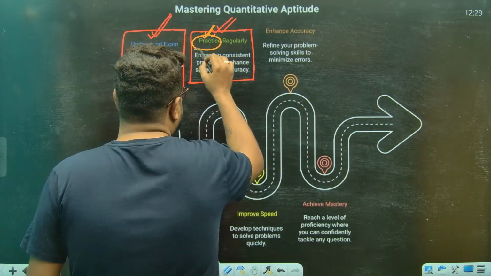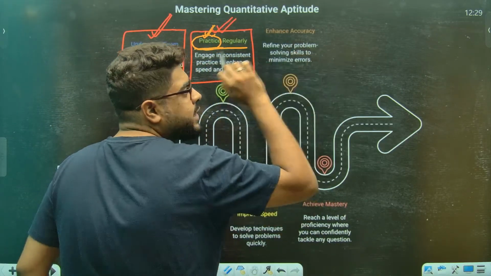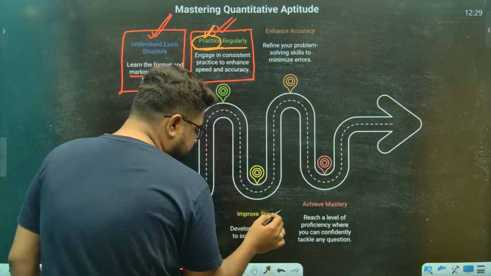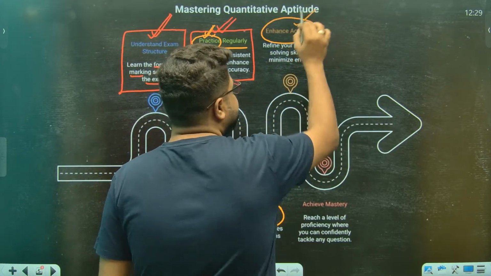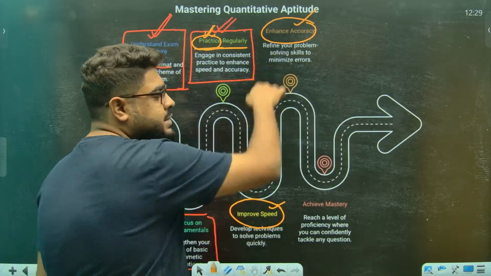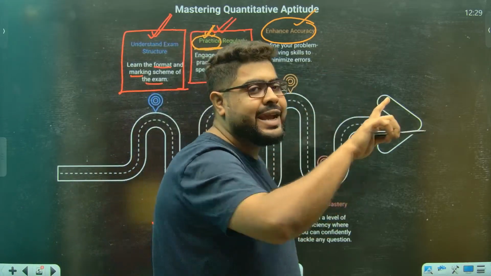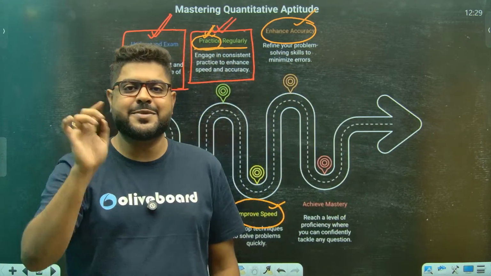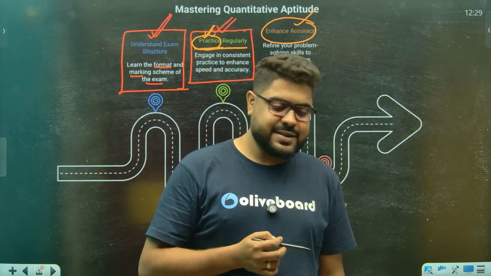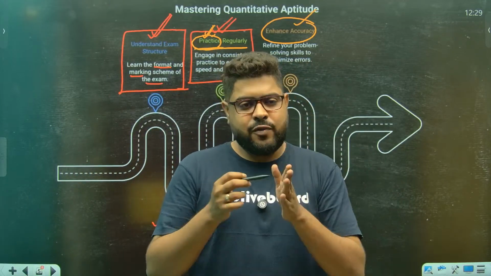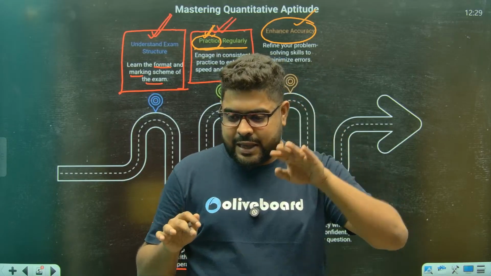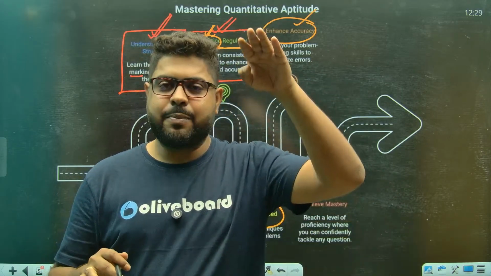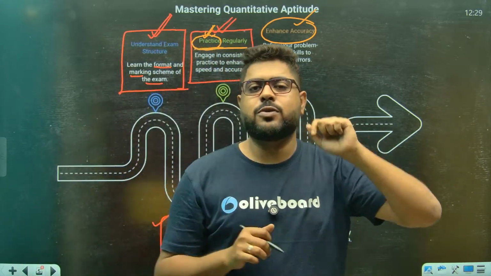And when you practice regularly, two things happen. You improve your speed, and you also improve your accuracy. Again, these two things are generally inversely proportional, in mathematical language. Meaning, if your speed goes up, accuracy comes down. You try to bring your speed up, your accuracy will come down.